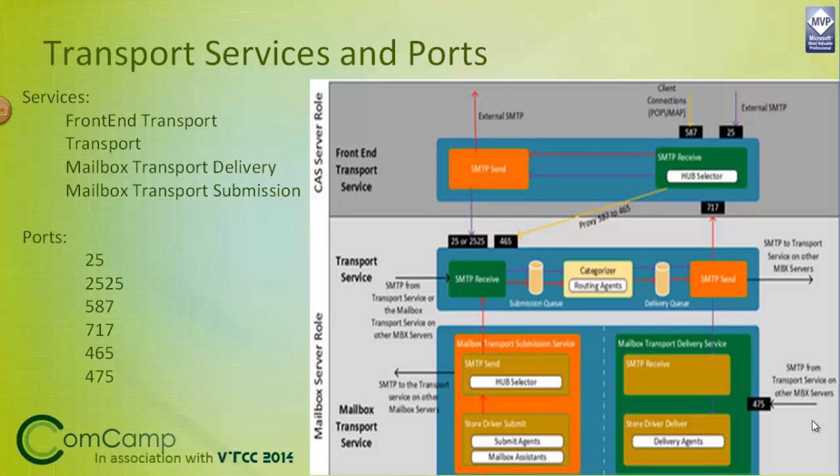Front-end transport service runs on all client access servers and acts as a stateless proxy for all inbound and outbound SMTP mail flow. The front-end transport service doesn't inspect message content, only communicates with transport service on a mailbox server, and doesn't queue any messages locally. You can see there's no queue, nothing. It's just bypassing, just proxying to the next level. It's just transferring the messages to the transport service.